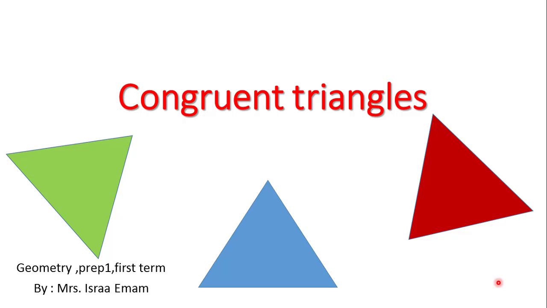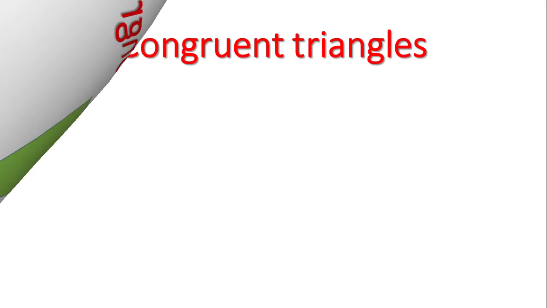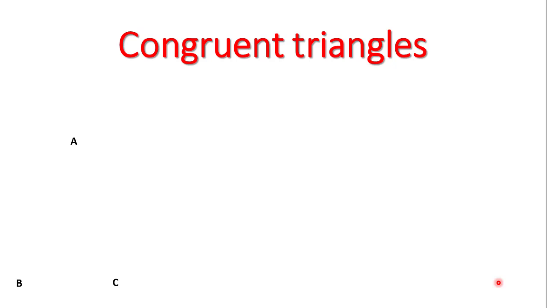Our session today is about congruent triangles. We studied congruency before. We said that two polygons are congruent if they have the same side lengths and the same measure of angles, or in another way, if the corresponding sides are equal in length and the corresponding angles are equal in measure. Today we want to talk about triangles.